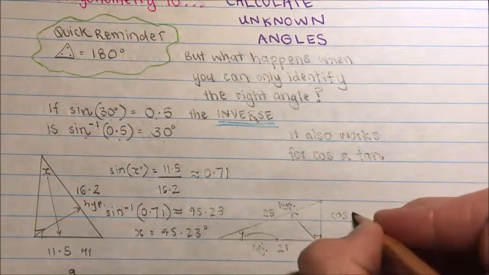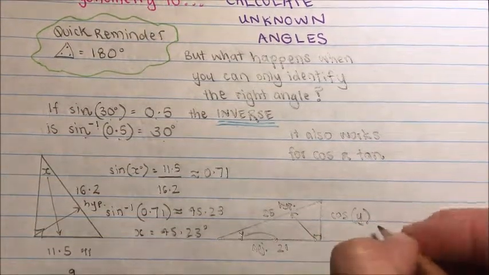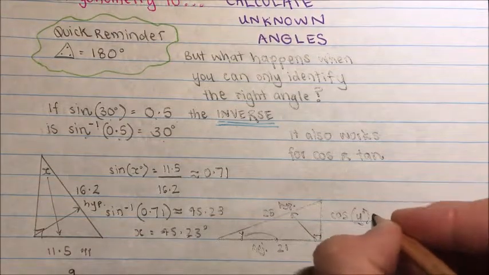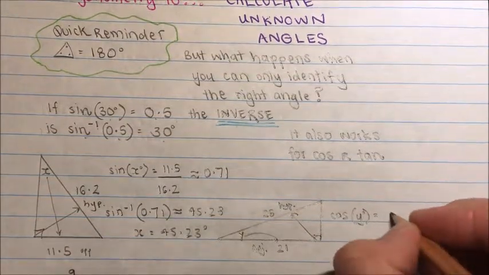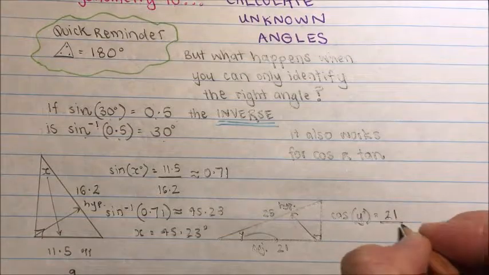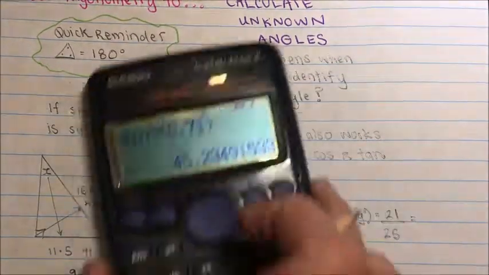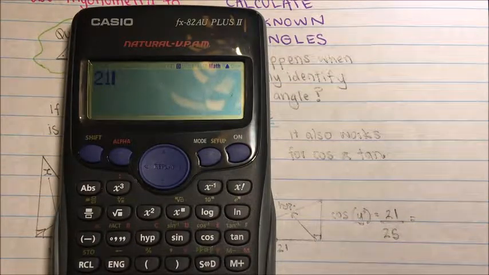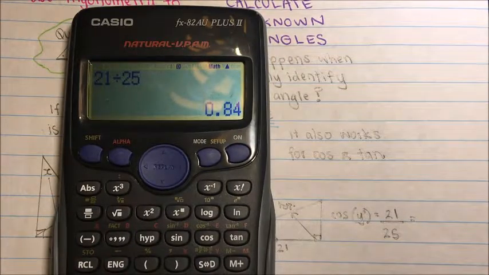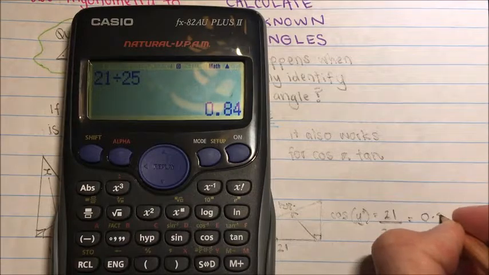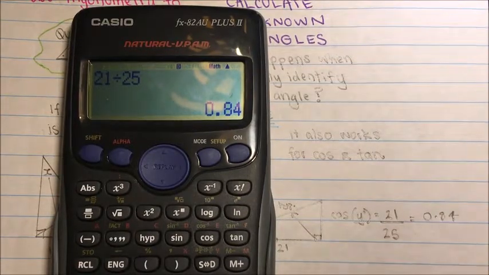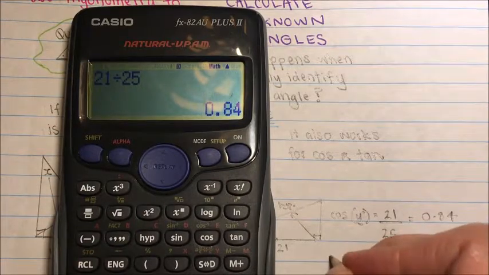So I know that the cosine of that angle y is going to equal the adjacent 21 over the hypotenuse 25. What is 21 divided by 25? 21 divided by 25 is 0.84. So now I just need to work out the inverse. I nearly said invoice.